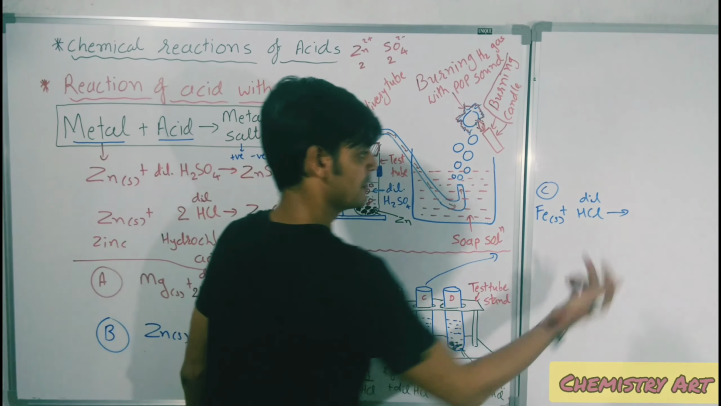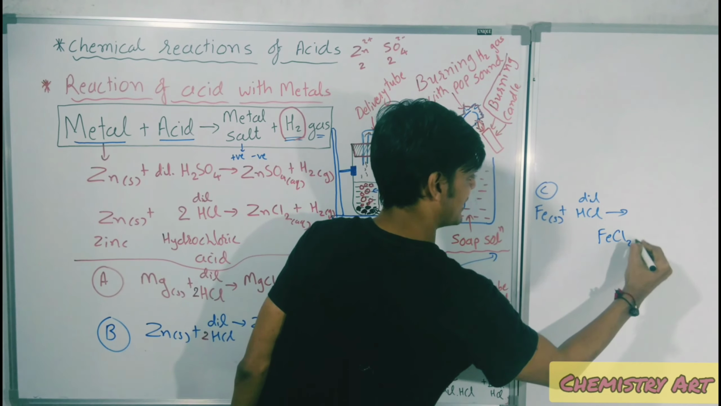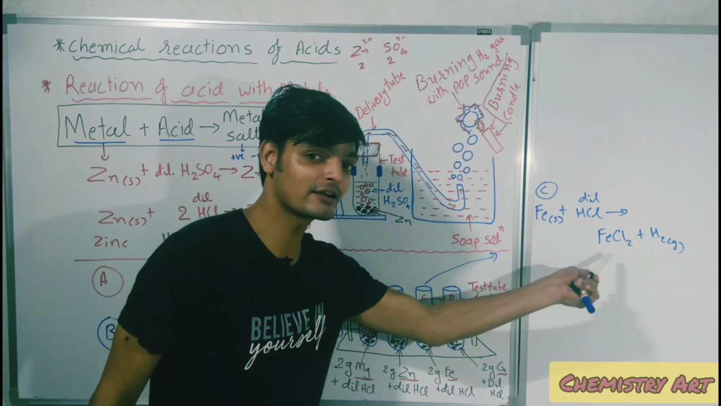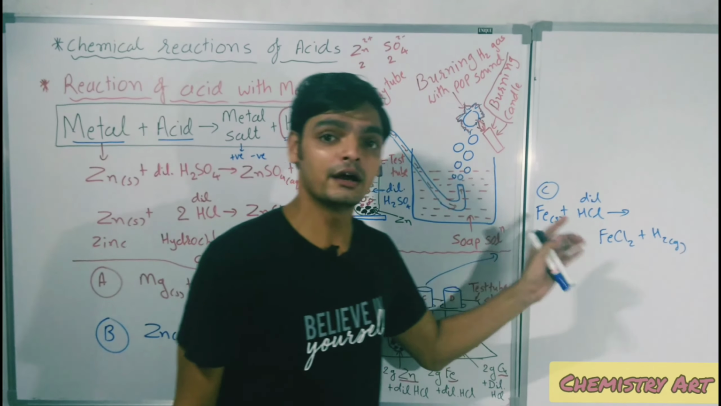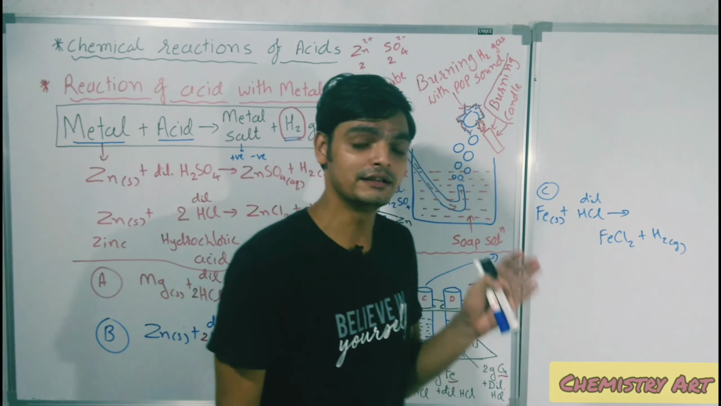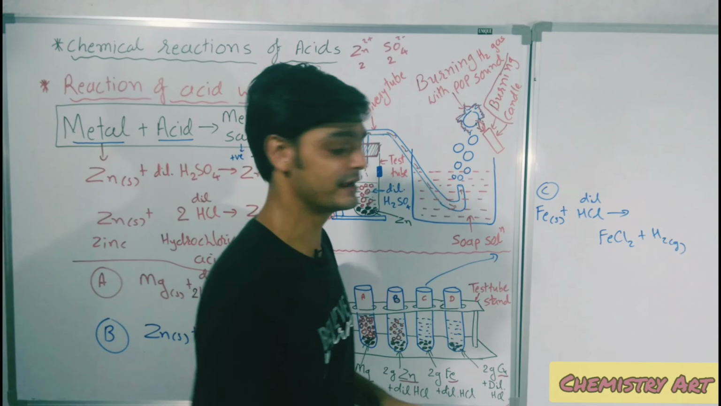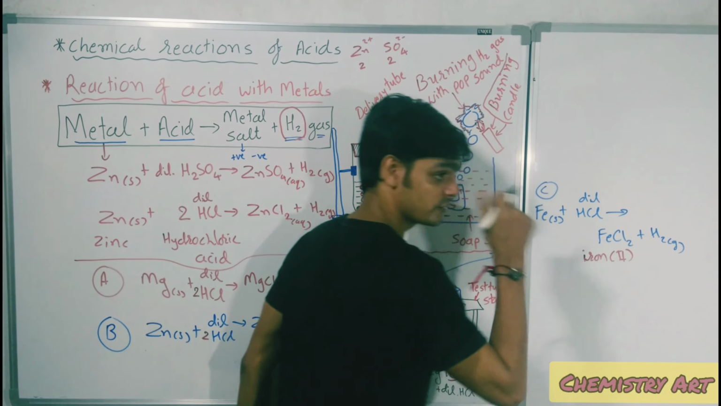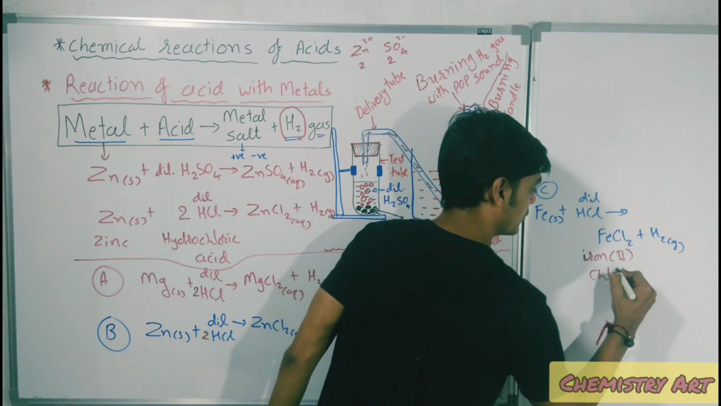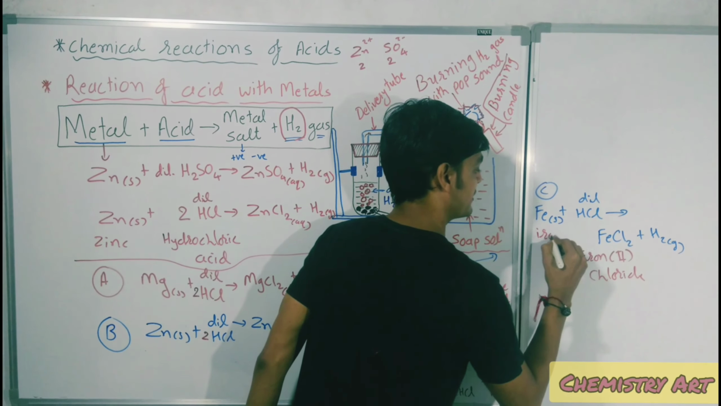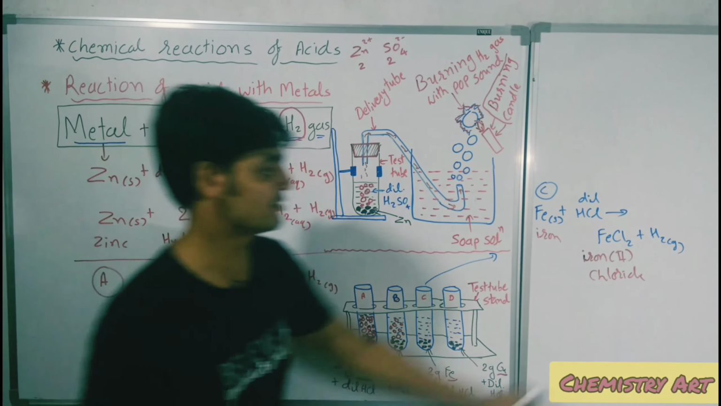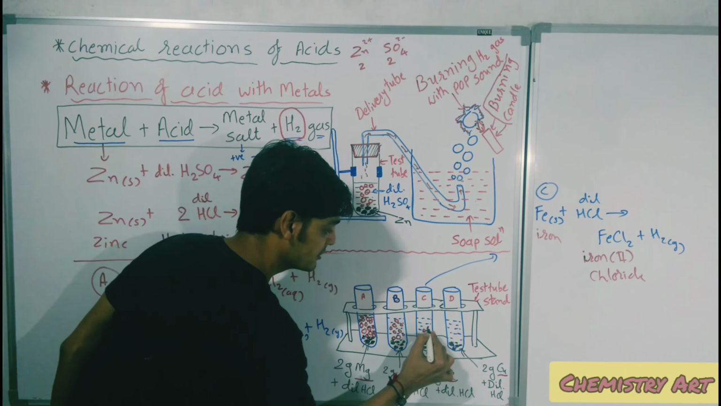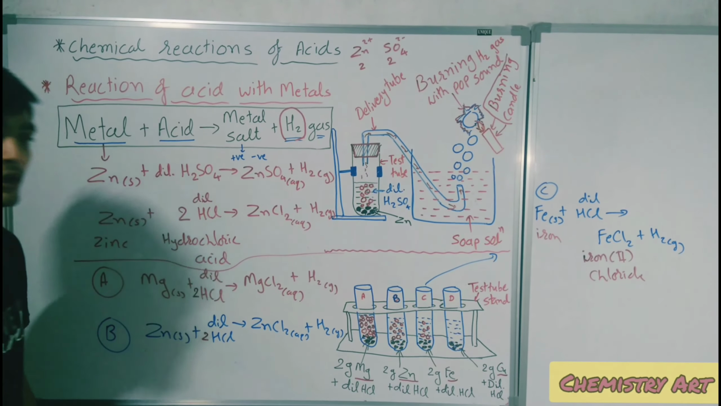Which salt will form? FeCl2 plus hydrogen gas. Is it ferric or ferrous? So what is the valency of Fe here? It is iron 2 chloride. Let me write here, the iron in Roman numerals shows the valency, iron 2 chloride. This is iron metal, this is hydrochloric acid, and hydrogen gas is forming. Let me show the amount of hydrogen gas.